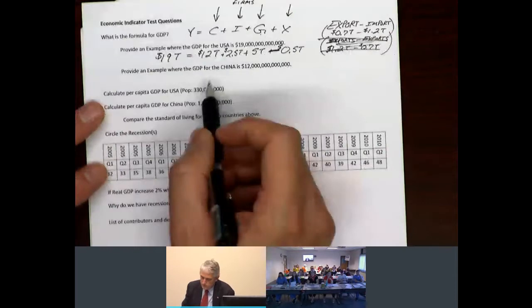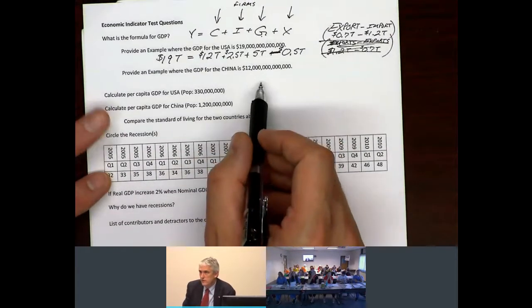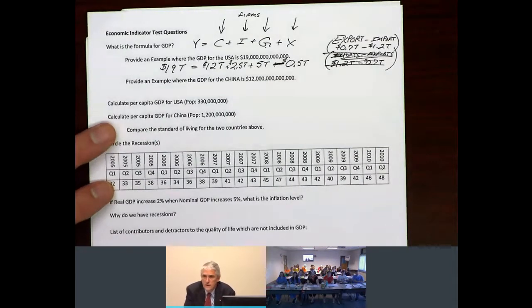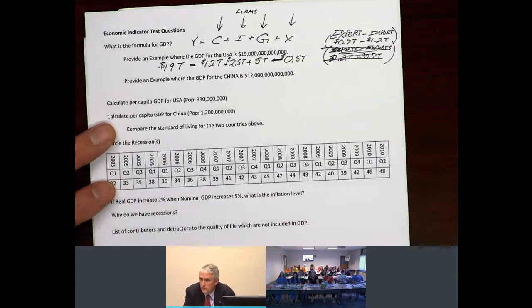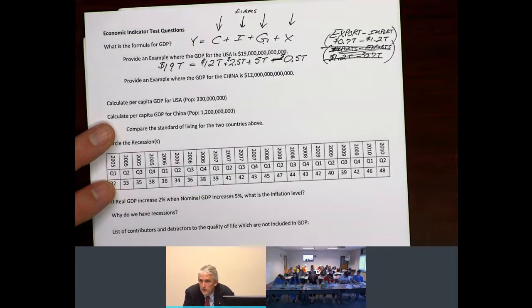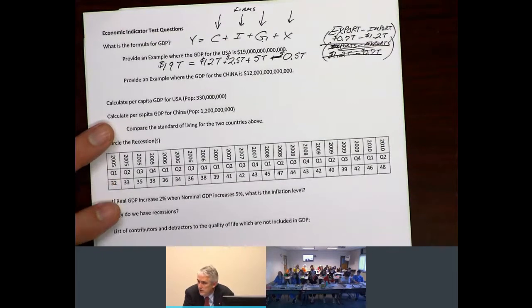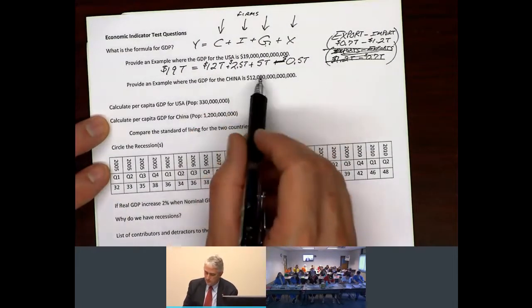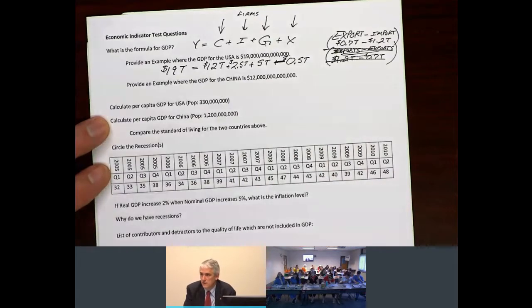Okay, provide an example where the GDP for China is 12 trillion. So go ahead and give that a try. Let me tell you that right now government spending in China accounts for half of the economy. Our answers will vary a little bit from one another, but I'd like you to think about what that might be. Whereas in our economy, consumption is 2/3. Government plays a larger role in the Chinese economy.